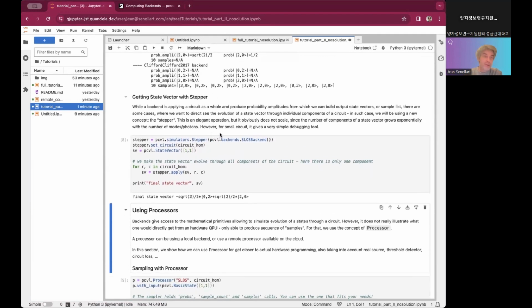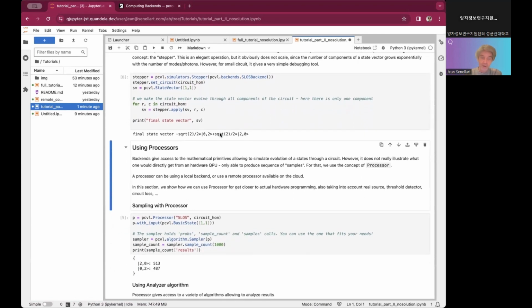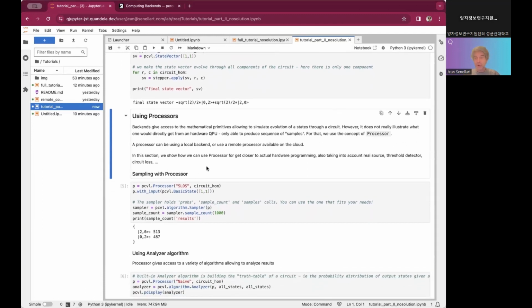So sometimes when you define an algorithm, you work with the backend just at the very beginning, but when you will be sending that to a QPU, you need to look at how it works on a physical QPU and physical device. And for that, the best tool is to use the processor. Processors are the main object that you want to use there. And with the processor, we'll be able to take into account noise. We'll be able to take into account that you have a real source, that you have threshold detectors, that you have loss in your circuit. Everything that you have on the QPU, you can take into account with a processor. So, how do you do that?